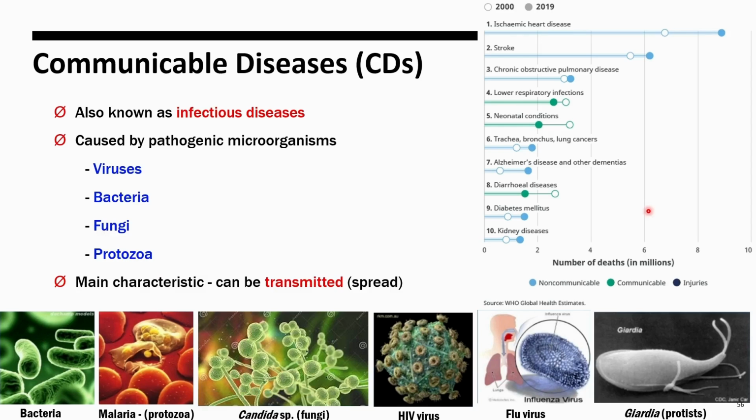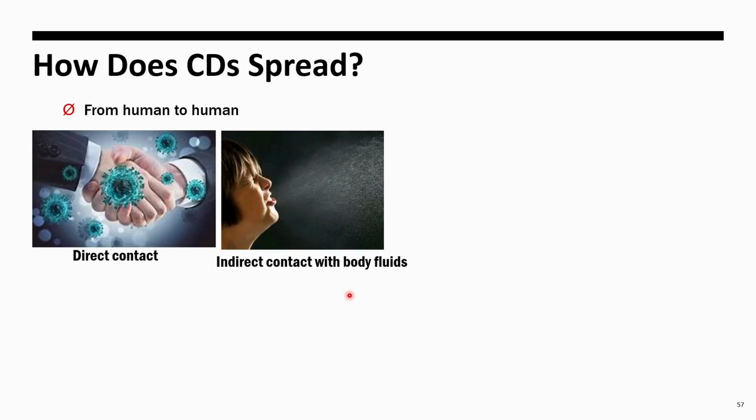Now let's move on to communicable diseases, or CDs. Communicable diseases are also known as infectious diseases. These are caused by pathogenic organisms like viruses, bacteria, fungi and protozoa. The main characteristic of these diseases is that they can be spread or transmitted. So how does a CD spread?